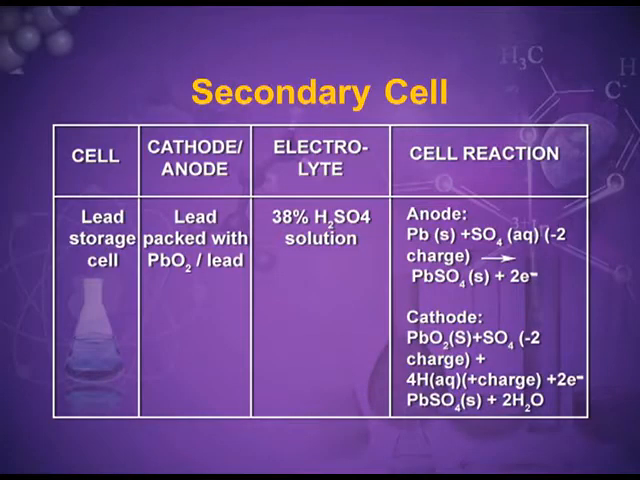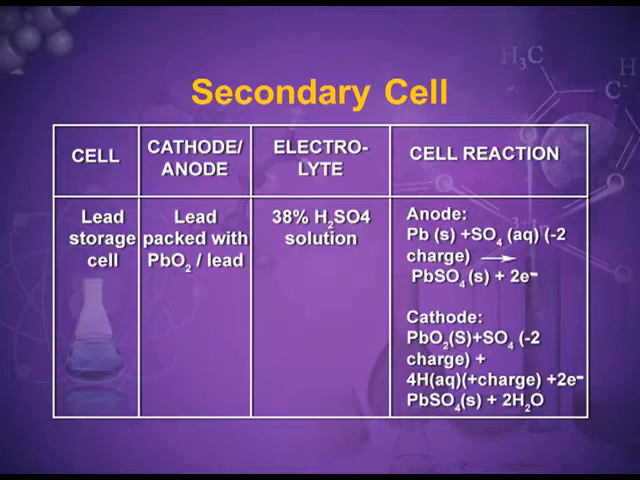Let me explain to you its working. At anode, which is made up of lead, it gets oxidized by losing 2 electrons and it forms Pb2+. Pb2+ combines with the sulfate ions and forms lead sulfate. On the cathode, the 2 electrons which are lost by the anode are gained. PbO2 is reduced to Pb2+ form and then it forms lead sulfate.